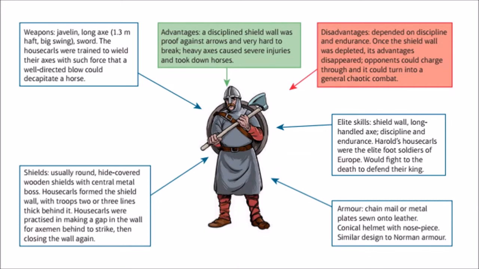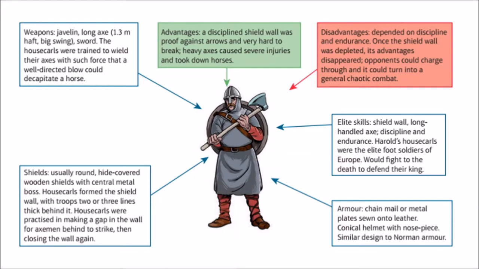It could sometimes turn a bit chaotic in battle for housecarls when their shield wall fell. Also, they fought on foot. They did not fight on horseback, so that meant when it came down to hand-to-hand combat, after a shield wall collapsed, anyone on horseback would have the advantage. But actually, overall, these housecarls are really dangerous.